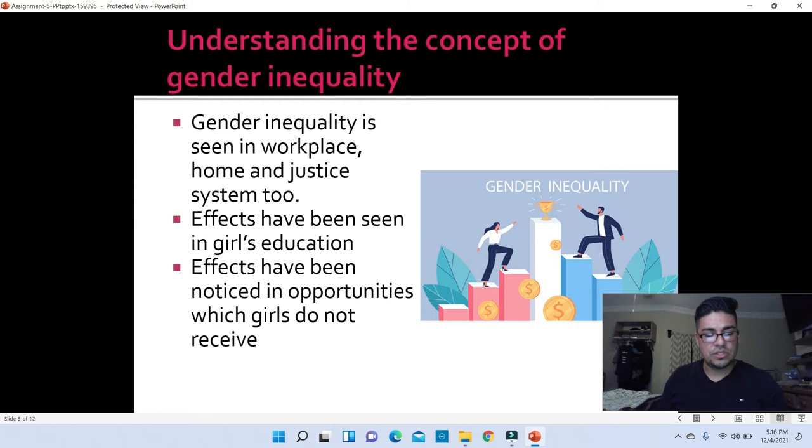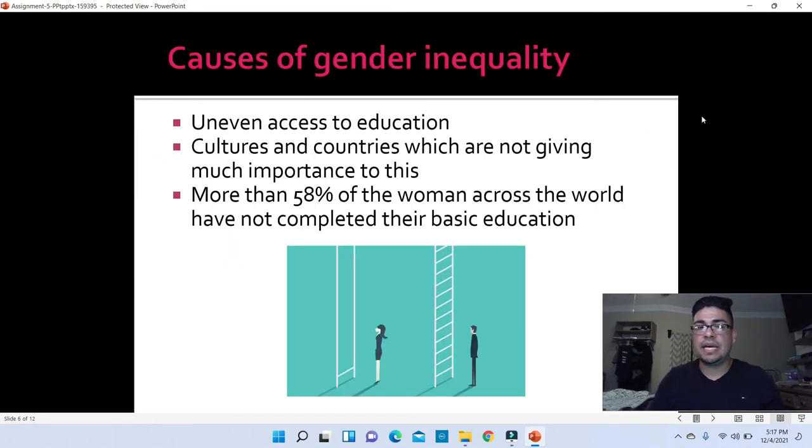There is also child marriage and gender violence that has been predominant in the gender inequality that has been seen. It is also important to consider that gender inequality has a negative effect on society and all the people who are living in it. Continuing to our next slide.